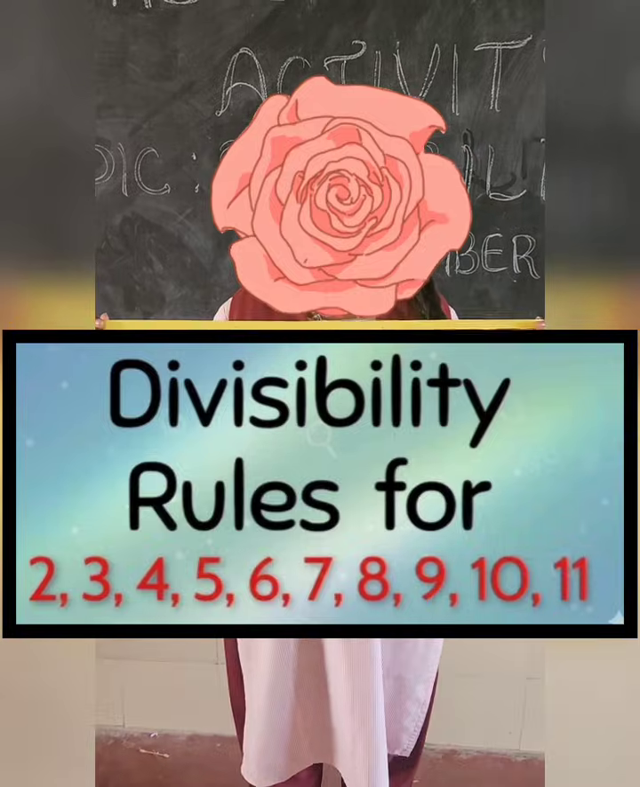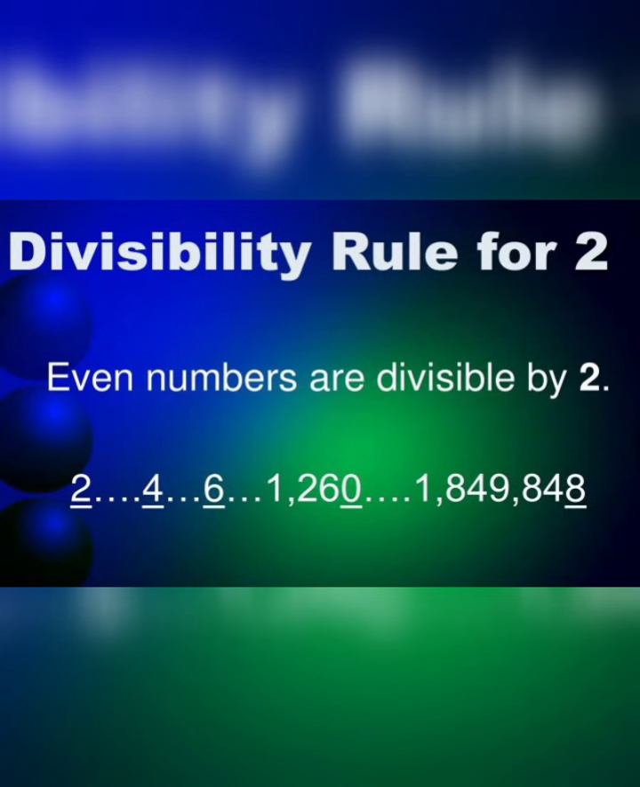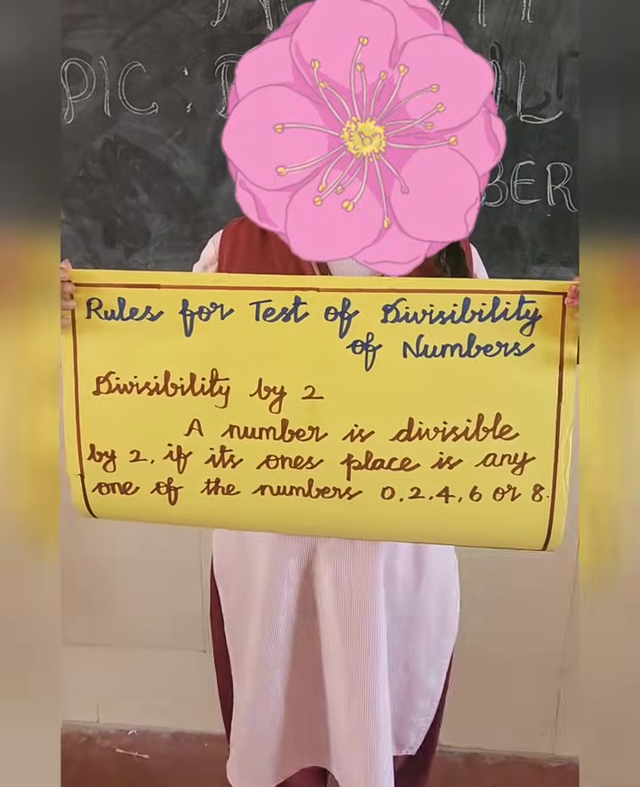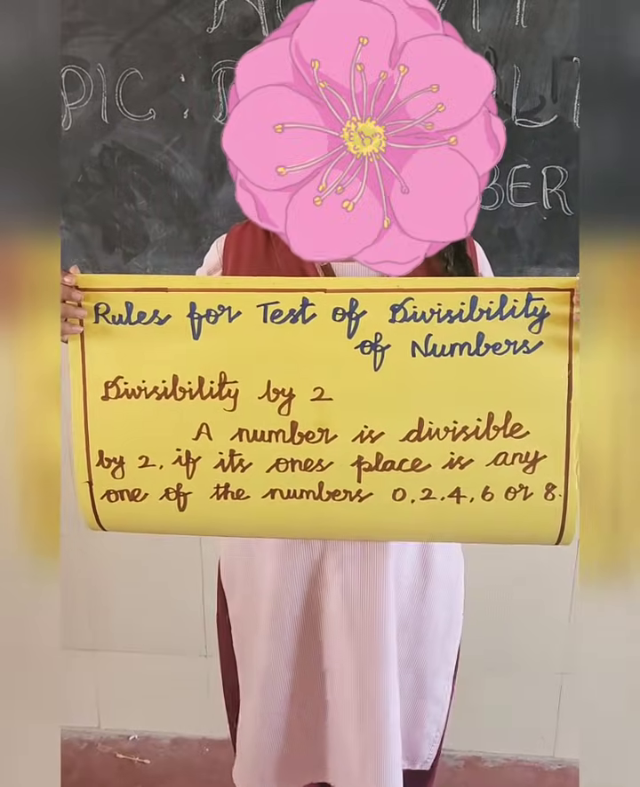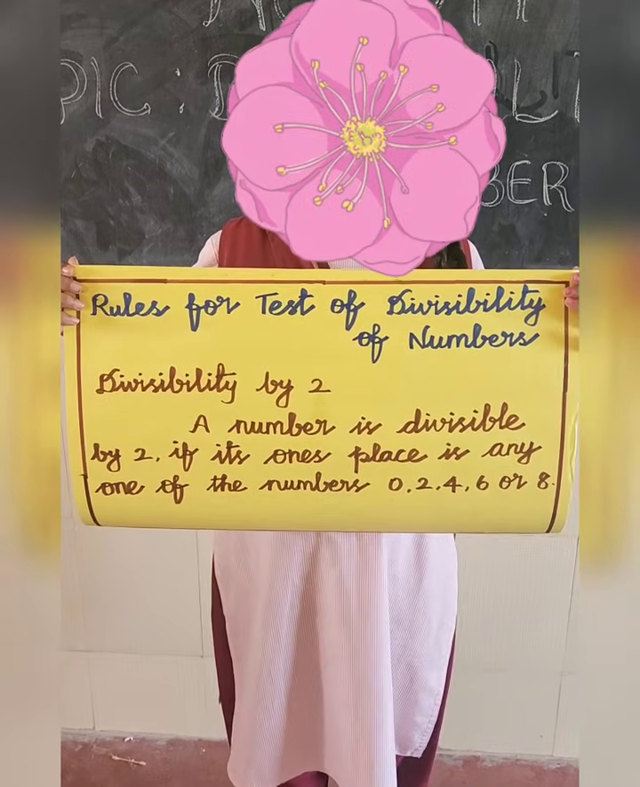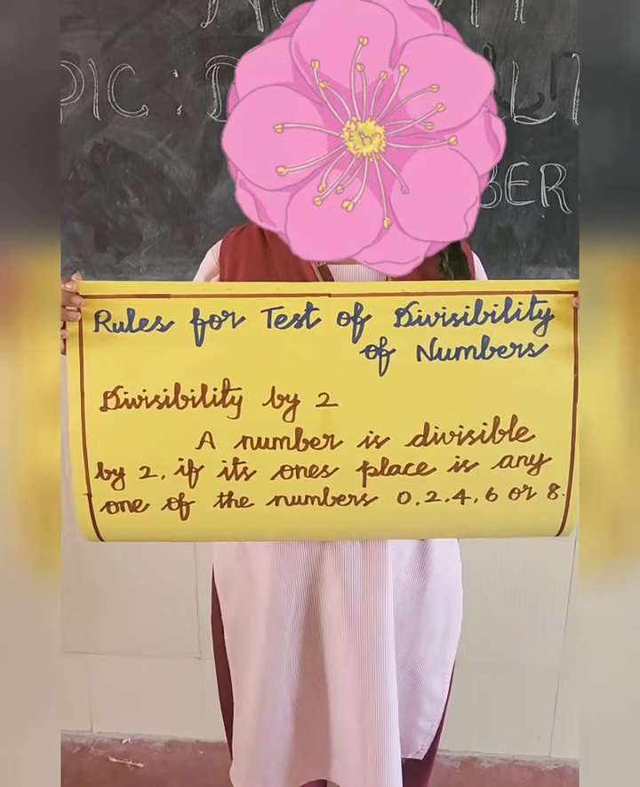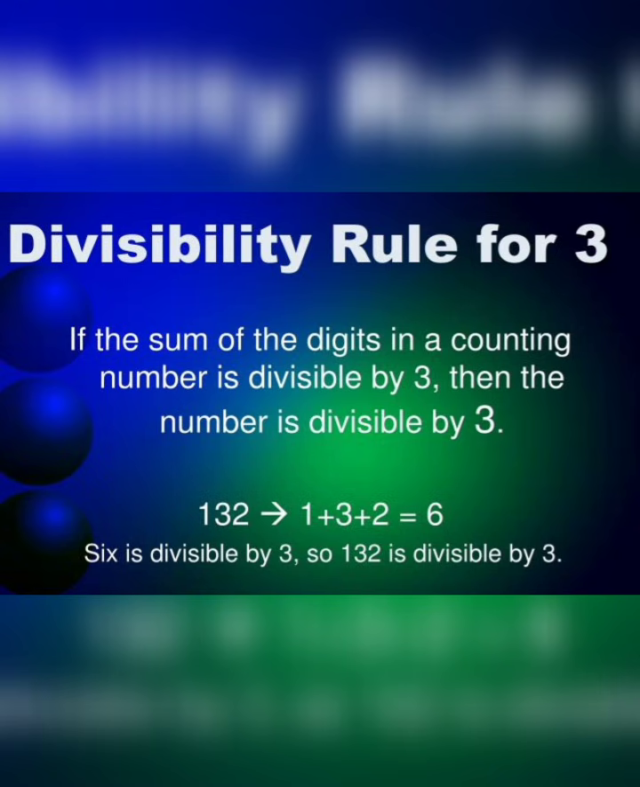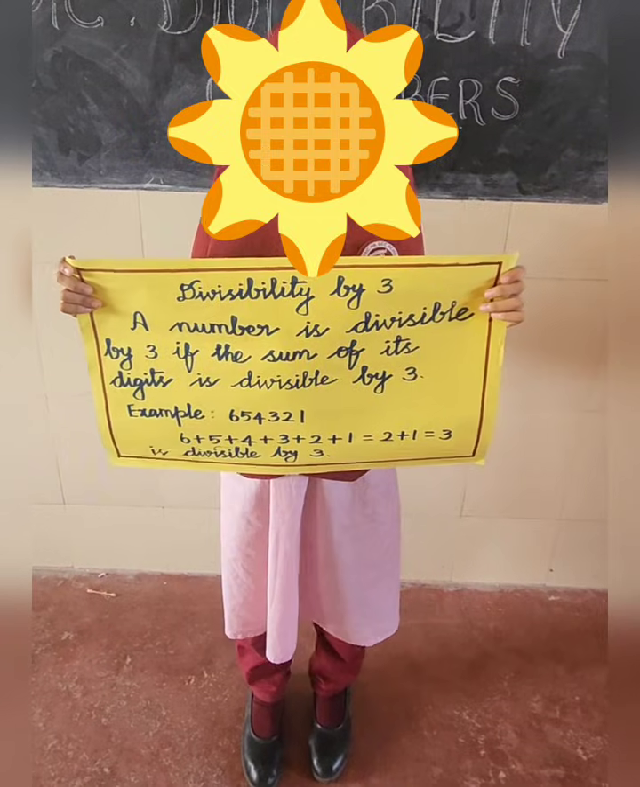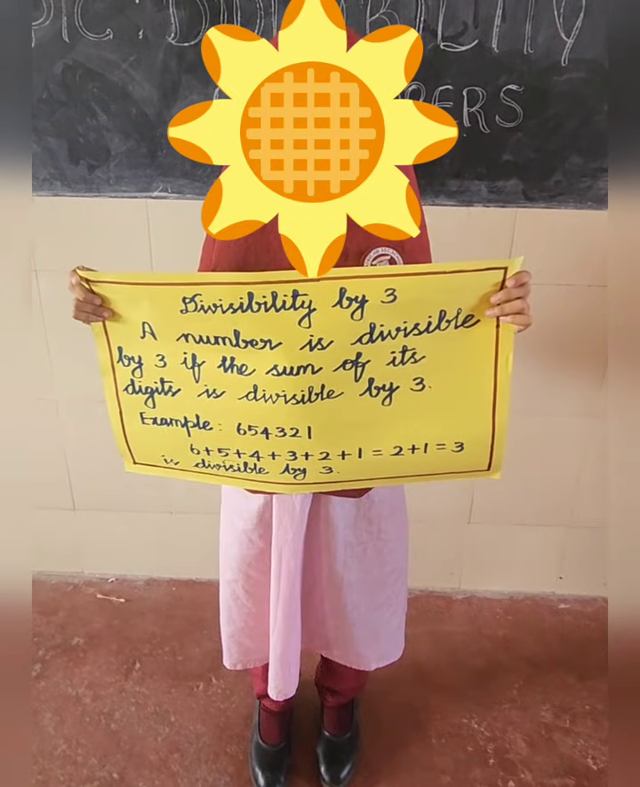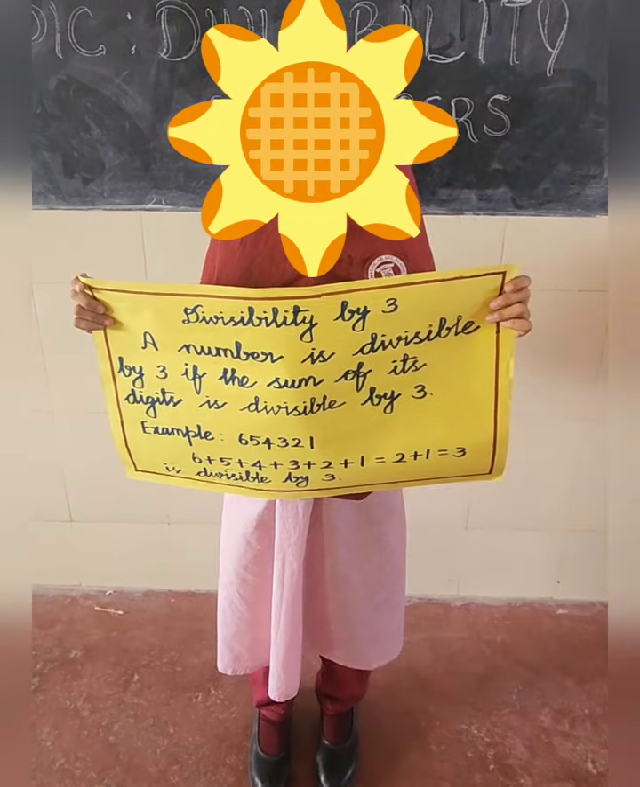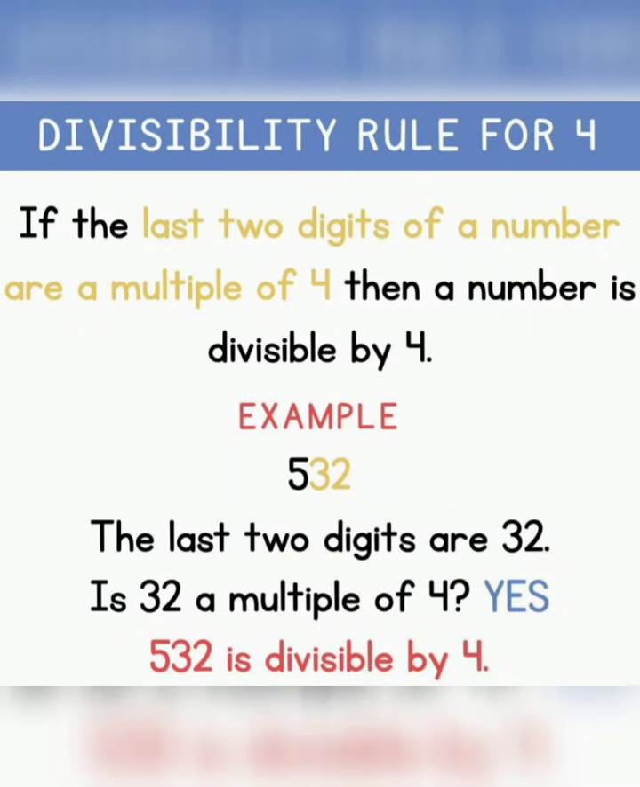Test of divisibility of numbers. Divisibility by 2. A number is divisible by 2 if its ones place is any one of the numbers 0, 2, 4, 6 or 8. Divisibility by 3. A number is divisible by 3 if the sum of its digits is divisible by 3.